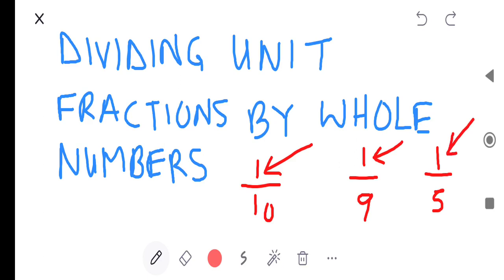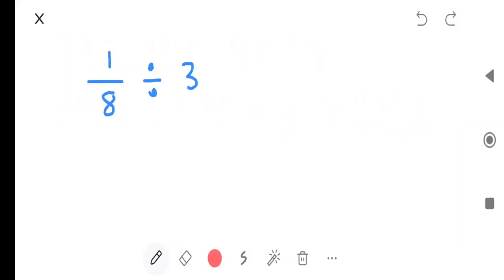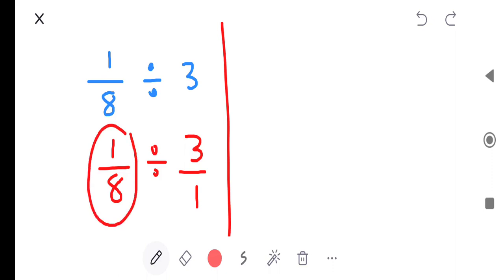Now, how do you divide unit fractions by whole numbers? Let's look at this question. For you to do this question, you write 1 over 8 again, okay? And then you write division again. Then you write this 3 as a fraction. 3 is the same thing as 3 over 1, okay? Then you write this 1 over 8 again.